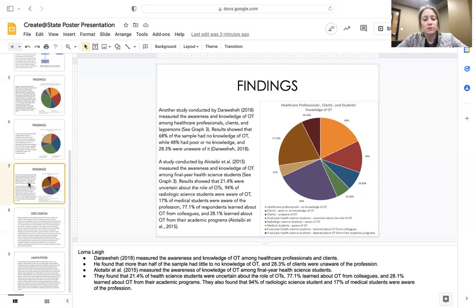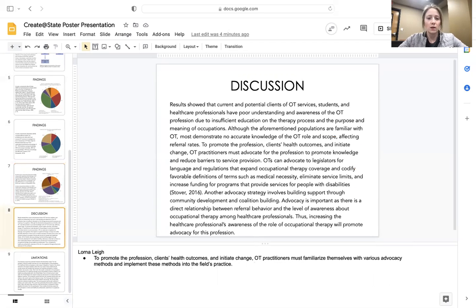Alababi et al. in 2015 measured the awareness and knowledge of OT among final year health science students. They found that 21.4% of the health science students were uncertain about the role of OT, 77.1% learned about OT from colleagues, and 28.1% learned about OT from their academic programs. They also found that 94% of radiologic science students and 17% of medical students were aware of the profession. Overall, to promote the profession, clients' health outcomes, and initiate change, OT practitioners must familiarize themselves with the various advocacy methods and implement these methods into the field's practice.